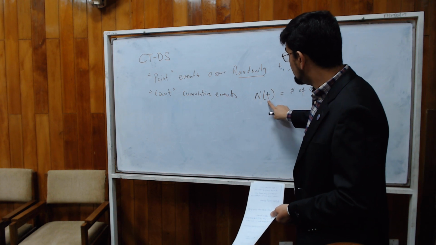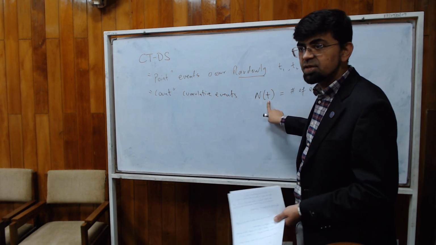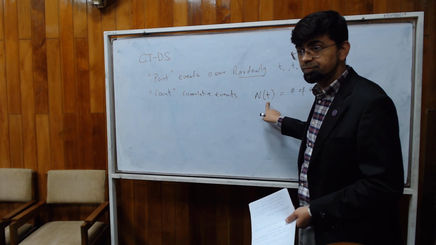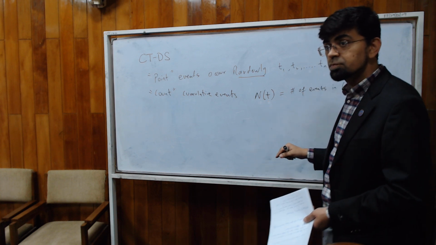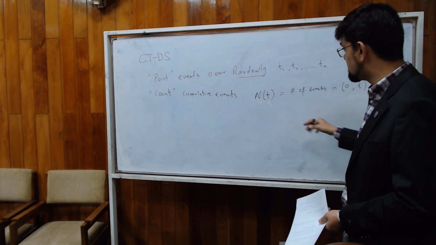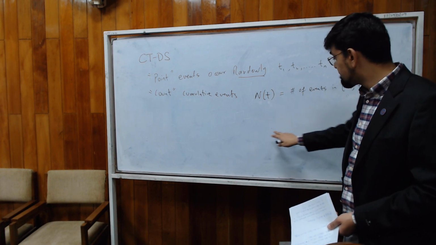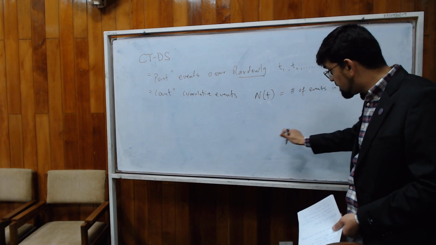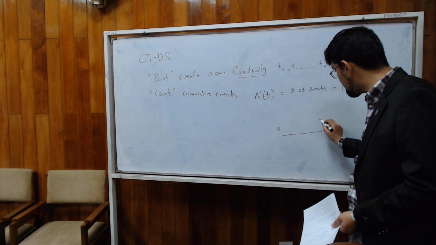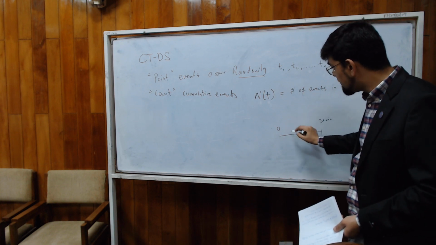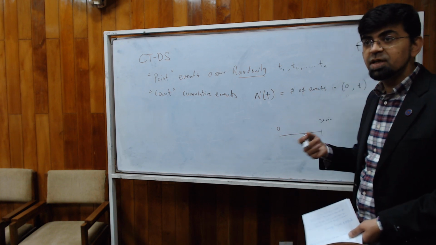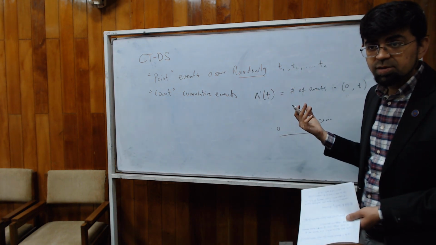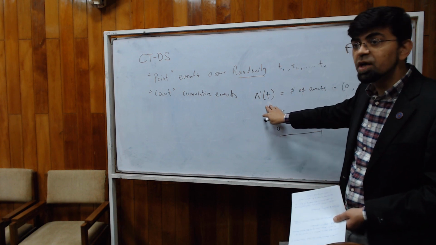So if this is N(20), let's say we're talking in minutes, what does it represent? For 20 minutes, how many customers come in? From whenever you started counting, that will be 0, and from there up to 20, a time of 20 minutes, how many customers came, or how many events occurred, whatever they are. This is the count we are keeping.